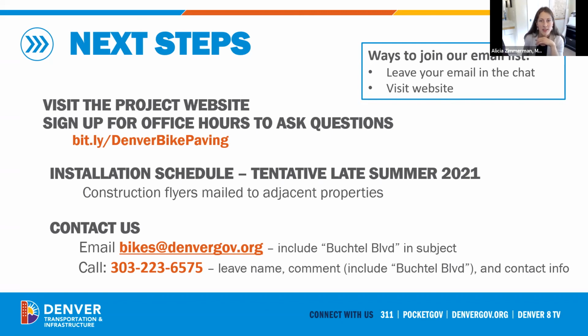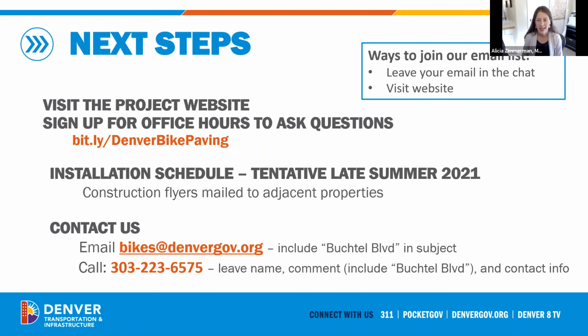Next time you'll hear from us is while we're working out the installation schedule. Tentative is late summer of 2021. For those of you who directly front the roadway, basically properties right along the roadway, we'll have construction flyers mailed to you in the weeks leading up to construction. It'll describe a little of what's going in and a bit of the timing. So you'll see those this summer.